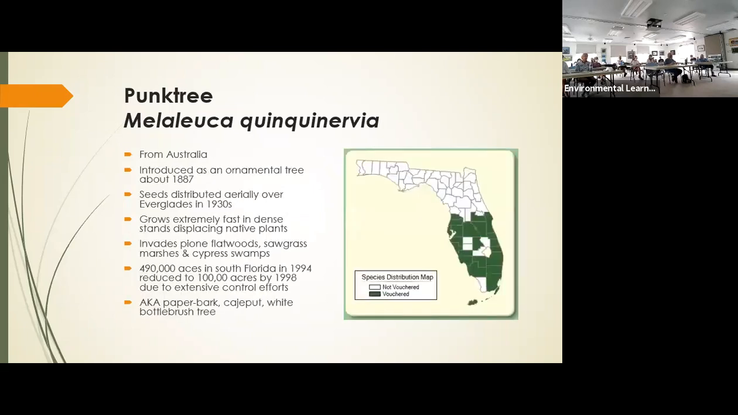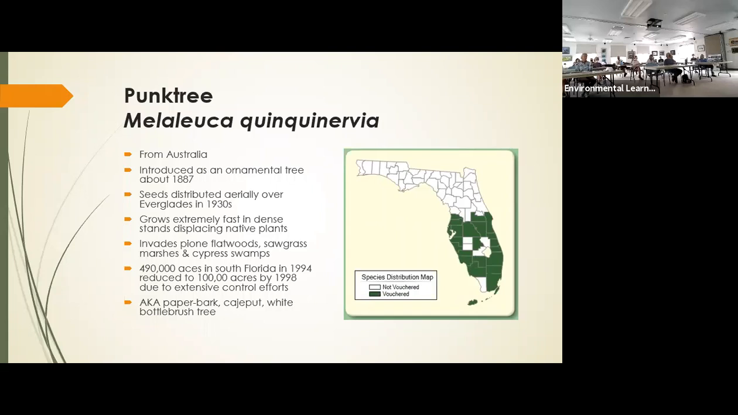Next slide, it's from Australia. It was introduced because it is pretty as an ornamental in 1887, and it's got this spongy white bark that defoliates and is actually attractive. But some wise fellow who decided that we should dry up those useless Everglades dispersed thousands upon thousands of seeds from airplanes over the Everglades. Because this is a tree that requires about 5 times more water than the average native plant.